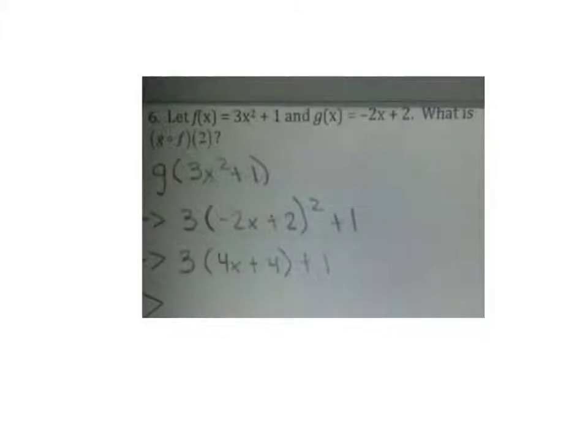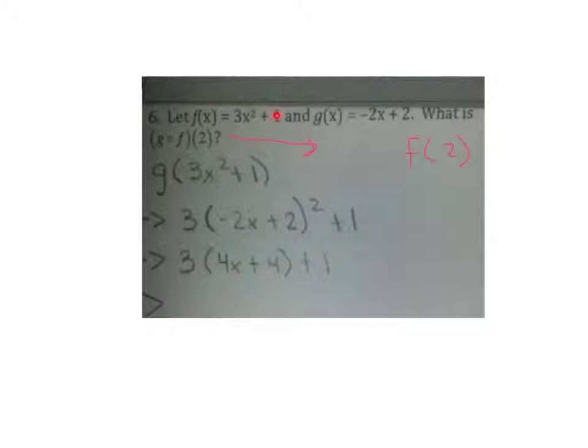Okay, so this is a function problem, and it looks like the difficulty might be with the way they've written out this function, with the g, and then this little circle here, and the f of 2. And so I think an easier way to think about what that means is that we're going to be doing the f of 2 function. The f function is right here. F of x just means whatever the x is, we're going to square it, times it by 3, and then add 1 to get the output.